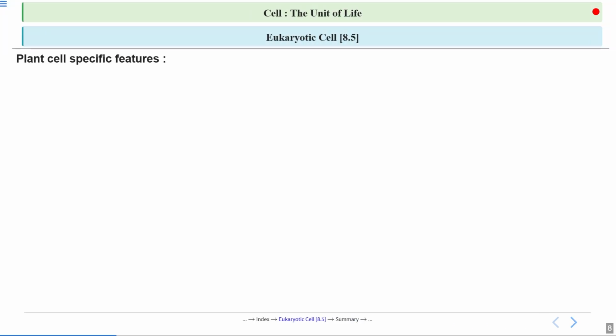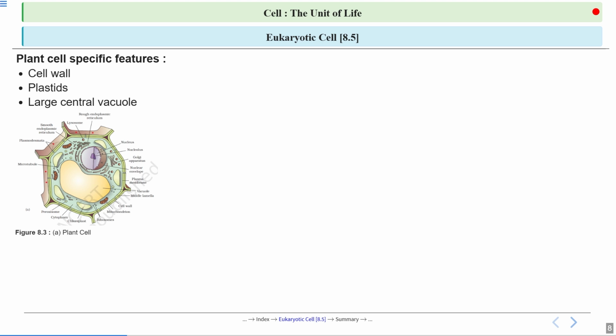Now, what are the specific features of a plant cell? We were discussing the features of a plant cell, but what are the features unique to the plant cell? The first is the cell wall, which is made up of cellulose. Next is plastid, especially the chloroplast. Then presence of a large central vacuole. These are the features specific to the plant cell.